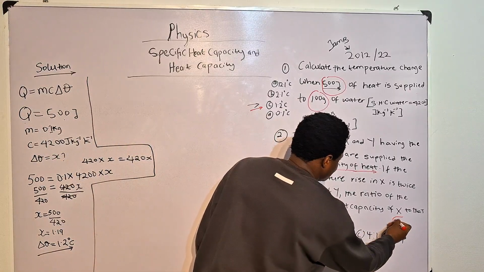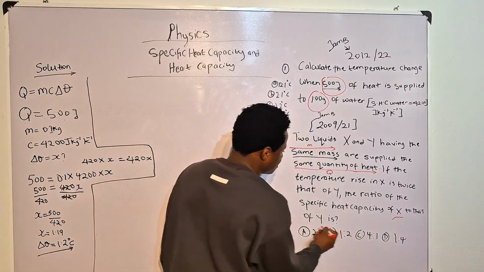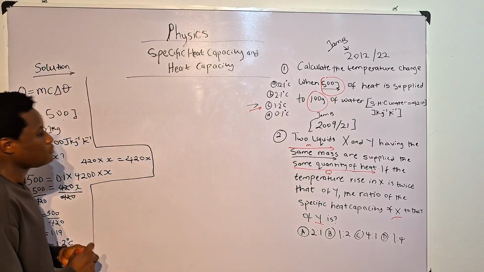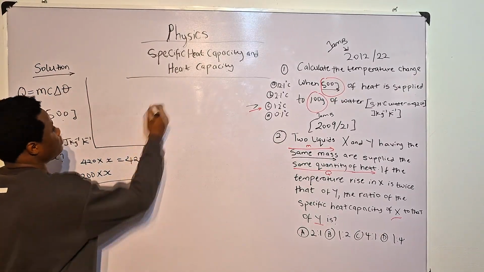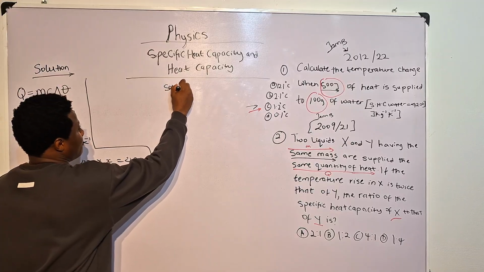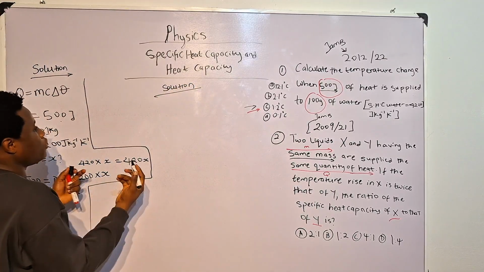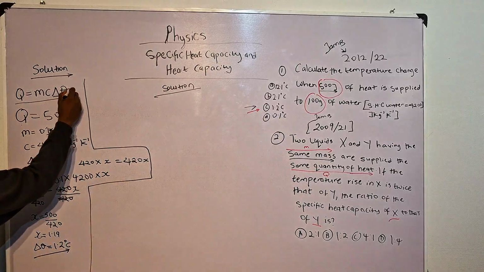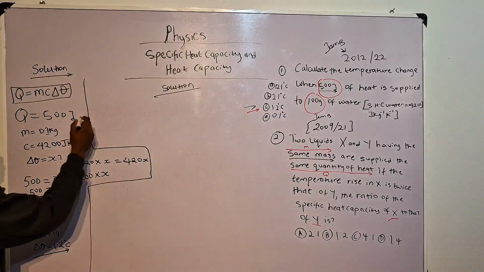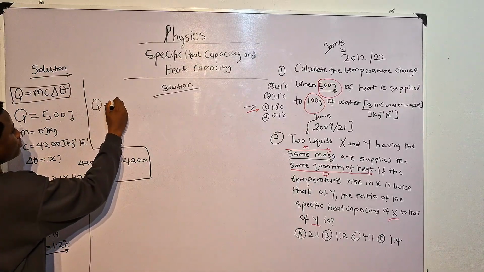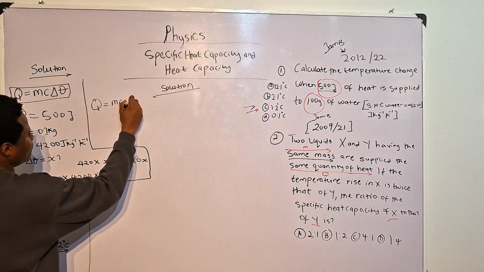So they're asking us what is the ratio of the specific heat capacity of X to that of Y. For us to solve this, it's easy and tricky. For us to solve this, we bring out, remember, our formula here. Our formula which says quantity of heat is equal to MC change in temperature.